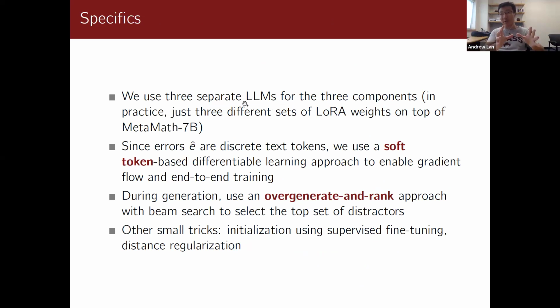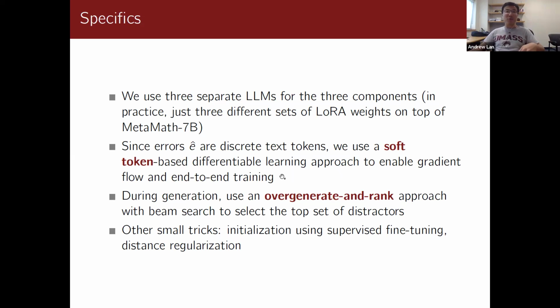For the three components, we're using three separate LLMs, based on an open source model. Since we have to modify their structure a little bit, there's no way we can use the GPT model family. We found that the MetaMath 7B model is not too big, but works pretty well for mathematics-related tasks. So we used that. The three LLMs correspond, in practice, to three different sets of LoRA weights.